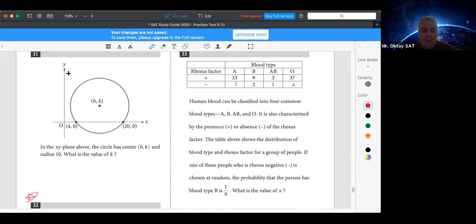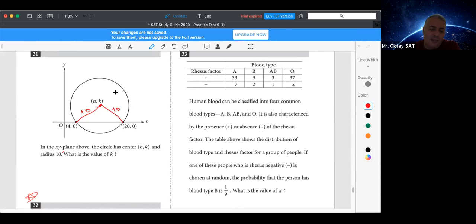Okay, and with this one, let us finish the lesson. In the xy plane above, the circle has a center (h, k). This is the center. And the radius is 10. Very good. So if I join this, this is a radius, which is 10. If I join this, this is a radius. It is also 10. And what is the value of k? Where is k? Here, the center.